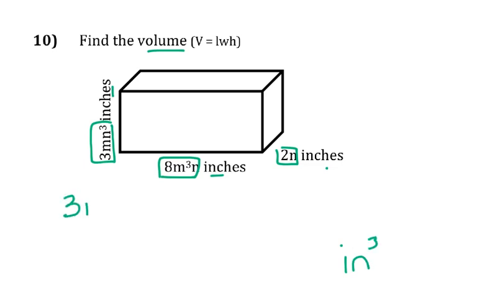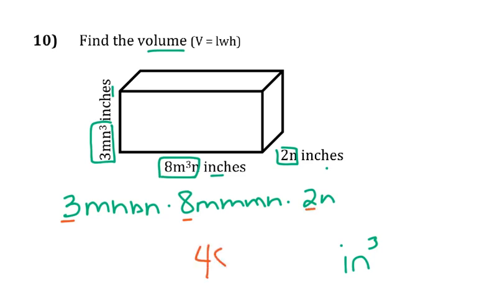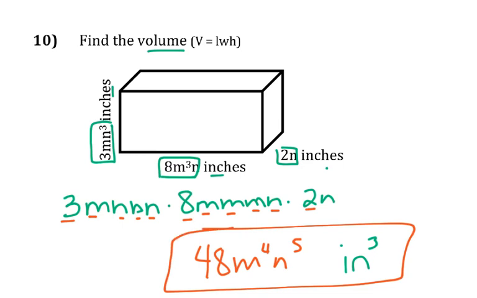So to write this out, it's 3m n to the third times 8m to the third n times 2n. And so when I go and multiply that, I'm going to have 3 times 8, which is 24, times 2, which is 48. Then I'm going to have m times m times m times m. That's 4 of them so far, and then I don't have any more, so m to the 4th power. And then I'm going to have n times n times n, that's 3, times n, that's n to the 4th, times n, that's n to the 5th power. And so that's the volume of our solid.